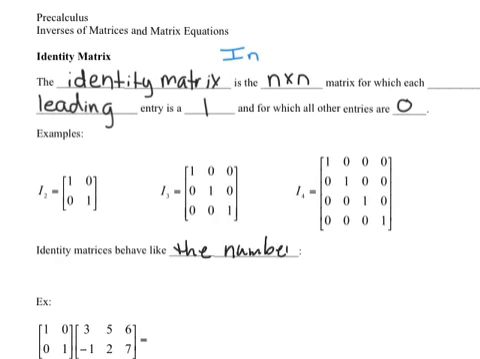So a lot of rules that we use for regular numbers we can use for matrices. For example, if I have a matrix A and I multiply it by its corresponding identity matrix, I'm going to get matrix A back again. So we'll do an example of that next.